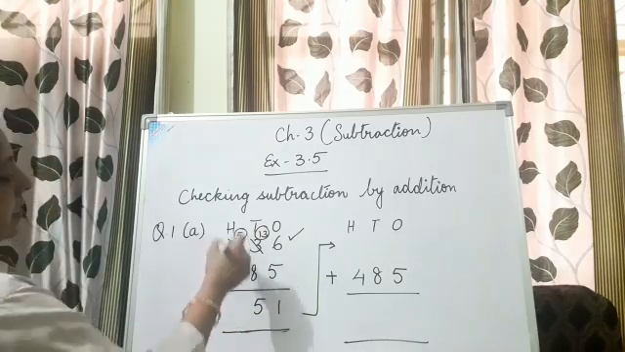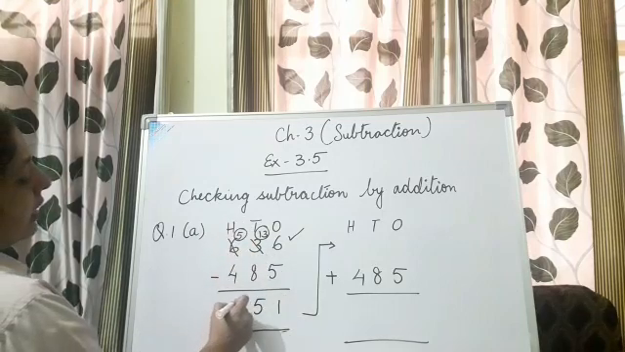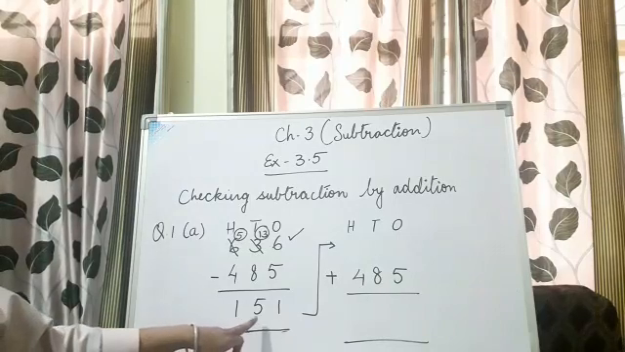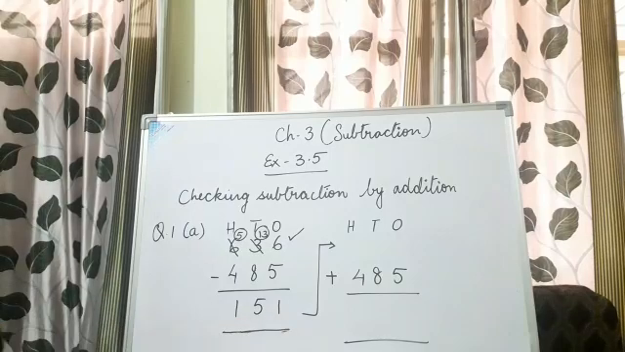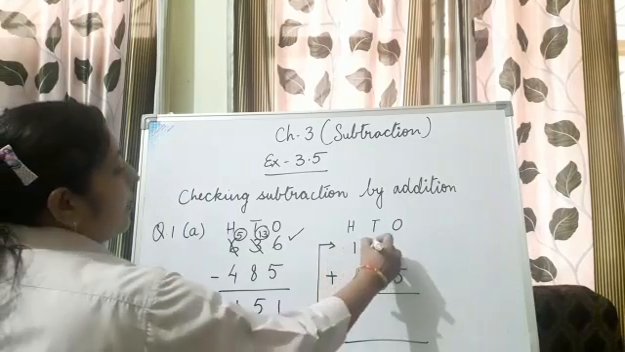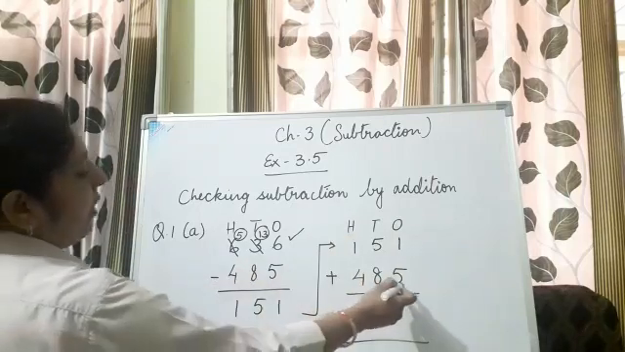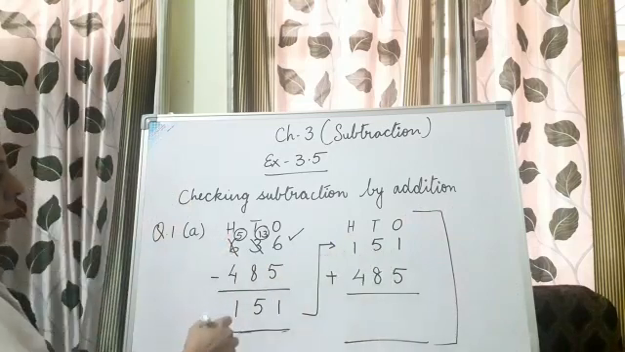Now the last digit is hundreds place. 5 minus 4 is 1. So we get the difference as 151. When 151 is added with 485, this is the checking part of our subtraction.